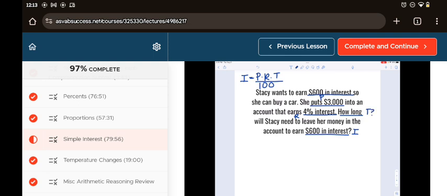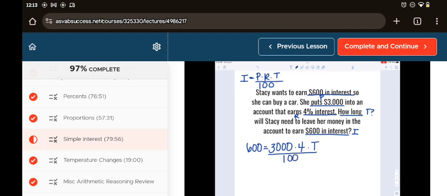So if you notice, the questions can change depending on where things are, right? Like what is given to us, what is not given to us. So let's plug stuff into our equation. It's going to look different this time because we have interest earned and what we're missing is time. So I equals, so 600 equals principal, which is 3,000, times 4, which is our rate, times time, which we don't know, so we leave as t, and we divide this by 100.